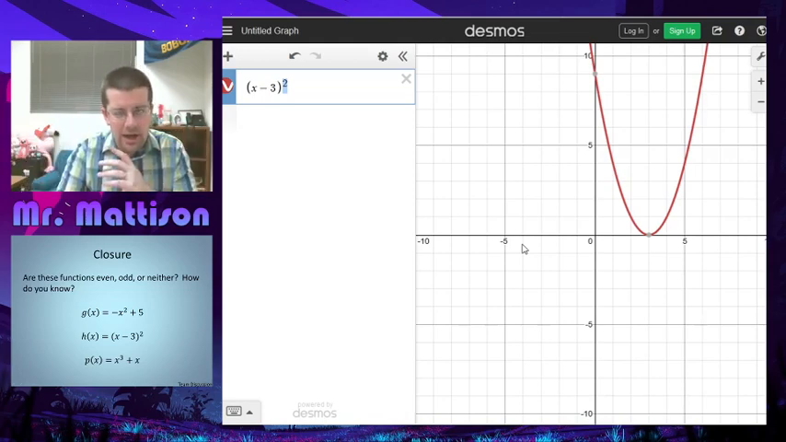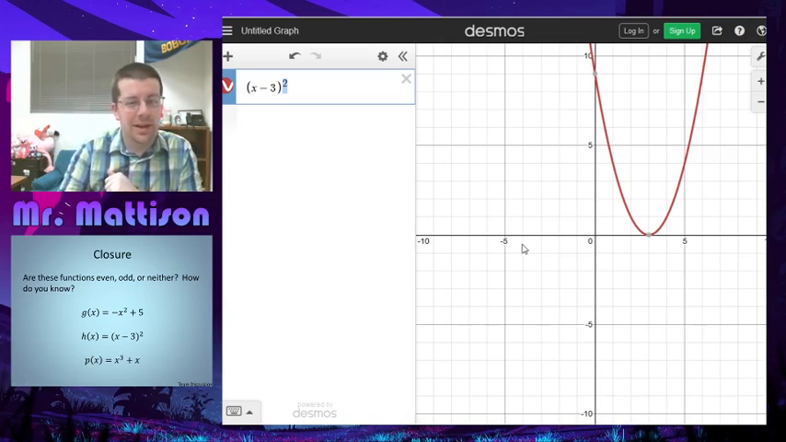Now, if it's odd, then the horizontal reflection gives me the same result as the vertical reflection does. A horizontal reflection, I would get a graph right over here, right? I would get that parabola. And if I did a vertical reflection, then I would get a parabola down here. So those are also going to be different. So it's not even, it's not odd, it's got to be neither in this case.